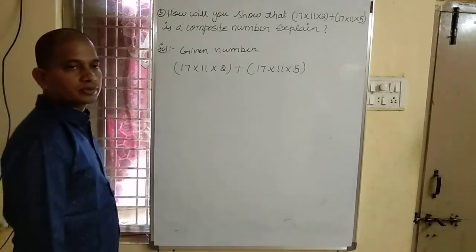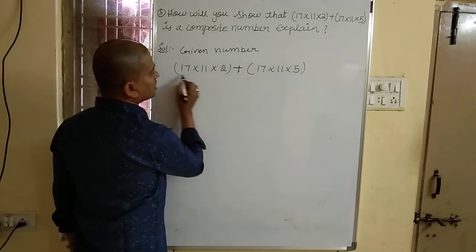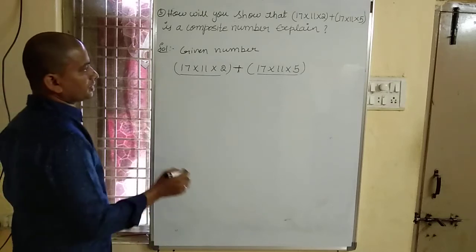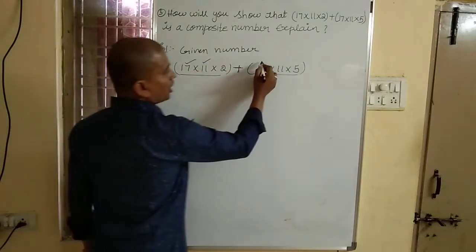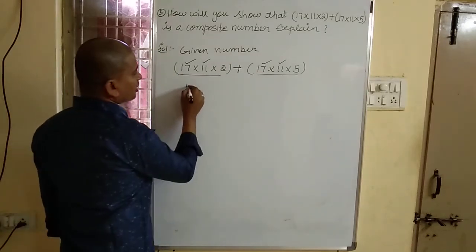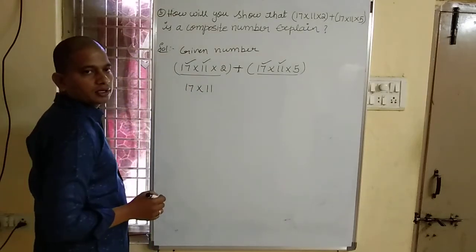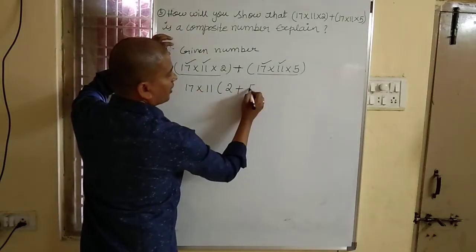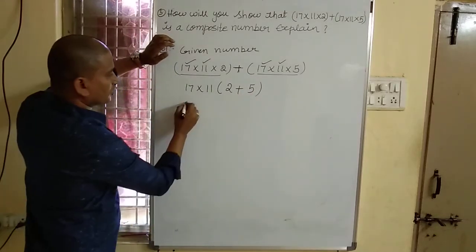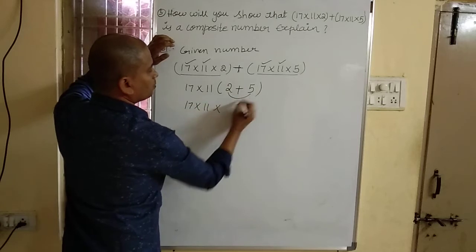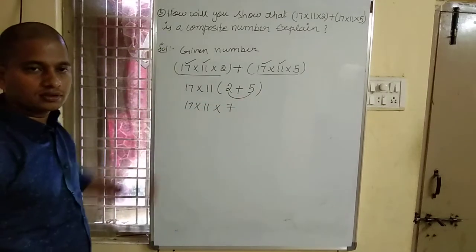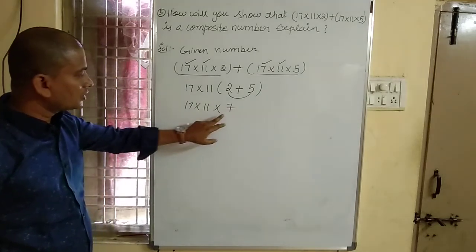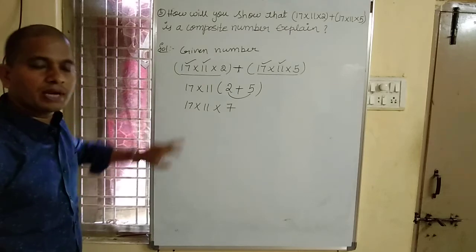You can observe here, in the given number we have two terms. This is one term and this is the second term. Among these two terms, we have 17 into 11 here and 17 into 11 here also. I can take 17 into 11 as common. If I take 17 into 11 as common, here I have 2 plus 5. So 17 into 11 into, what is 2 plus 5? Which is 7. You can observe that these are all products of primes only. 7 is a prime number, 11 is a prime number, 17 is also a prime number.